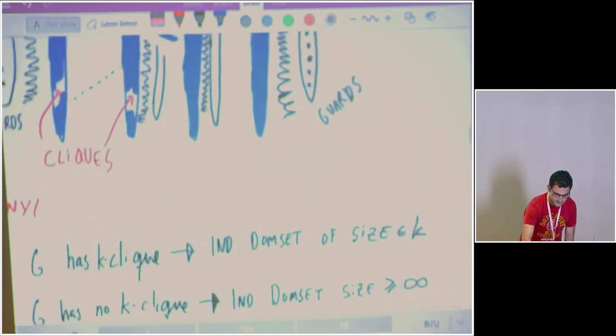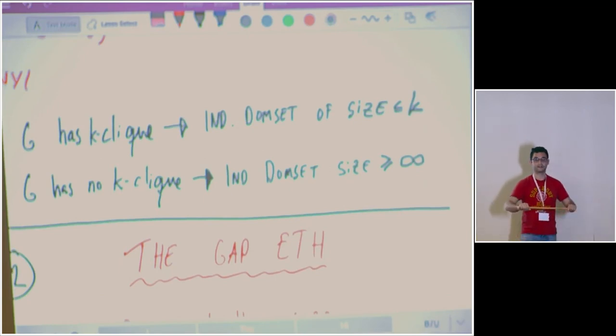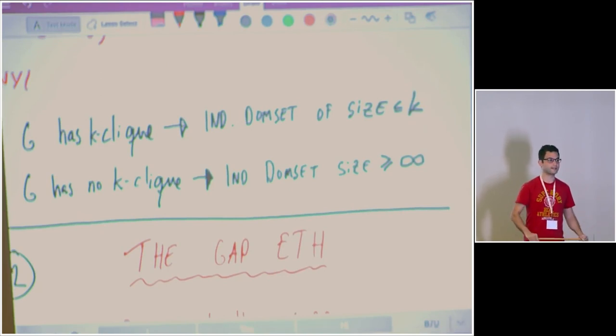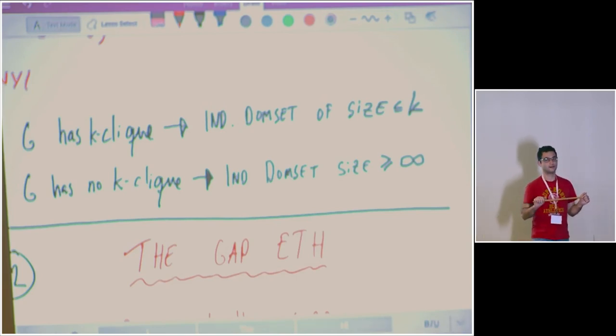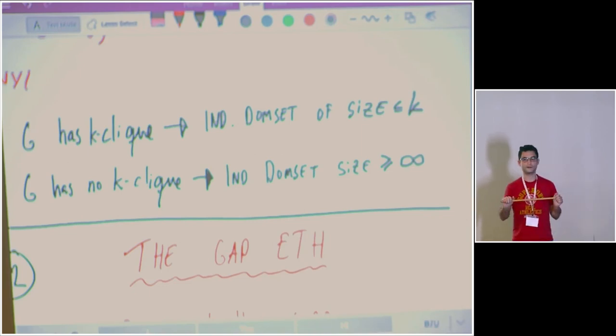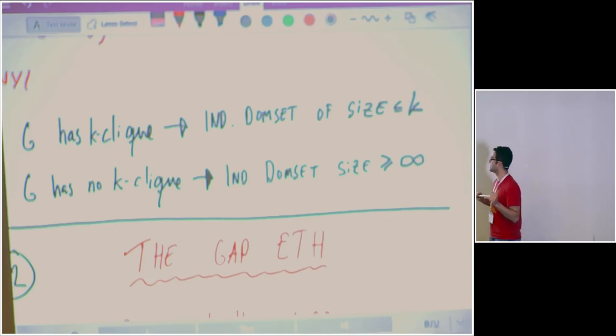So, in particular, if G has a k-clique, then I have an independent dominating set of size at most k. If I don't have a k-clique, then the size of the minimum independent dominating set is infinite. A good approximation, or actually a terrible approximation algorithm, can still distinguish between the case of having a k-clique and not having one. Okay, so that is the easiest FPT inapproximability result there is.